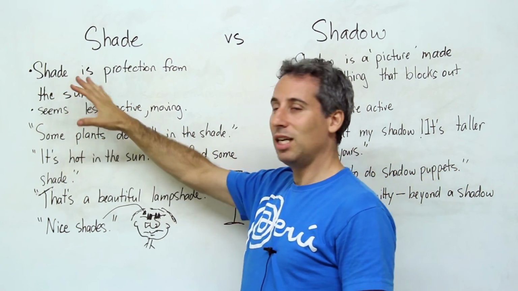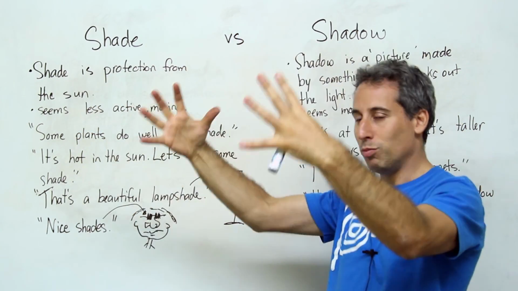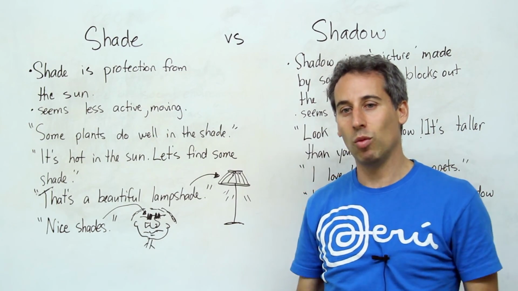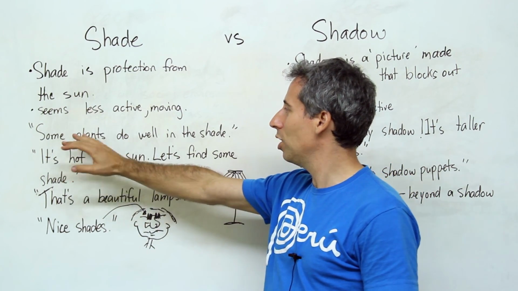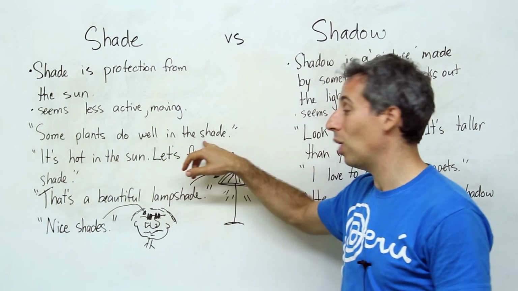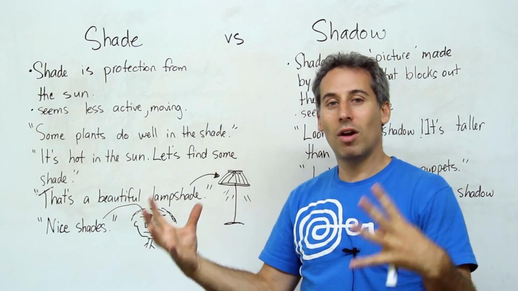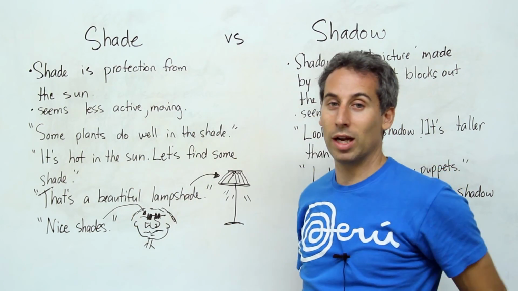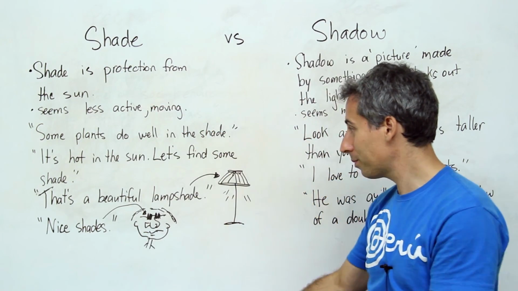And shade seems a bit less active, moving. So it's like this building or this tree that creates this shade where you can be underneath. Another way in which we use shade that you'll hear, some plants do well in the shade. So some plants, they require a lot of sun, but there are others that it doesn't have to be with direct sun. It can be in the shade, so when it's covered from the sun.